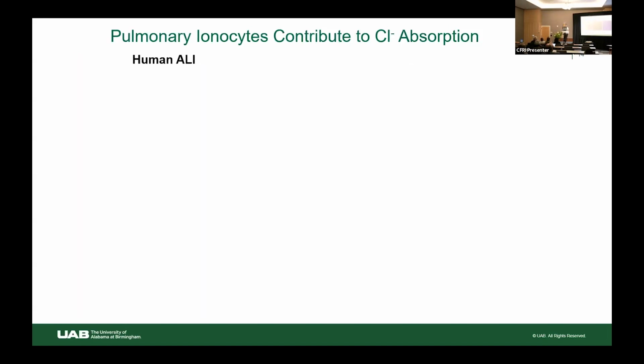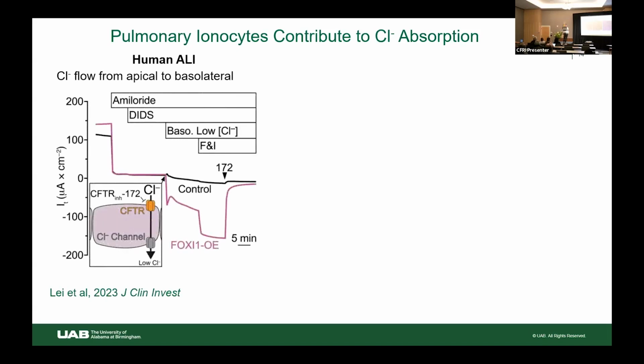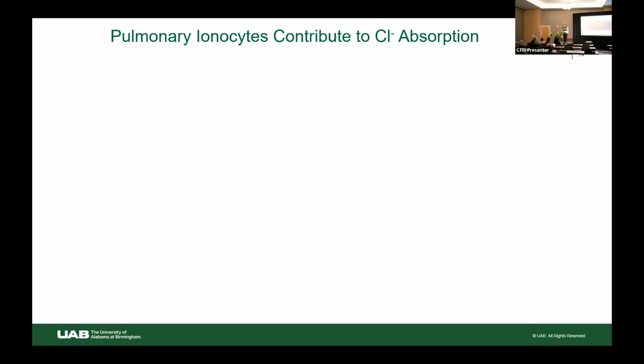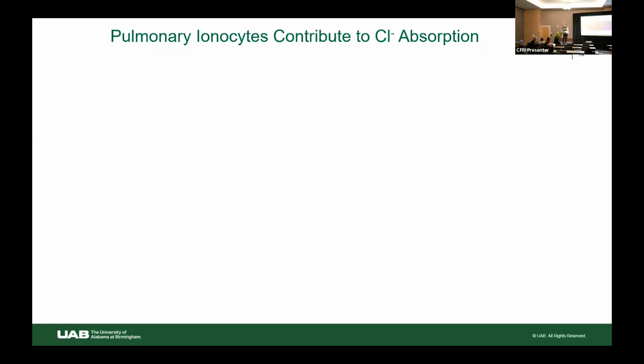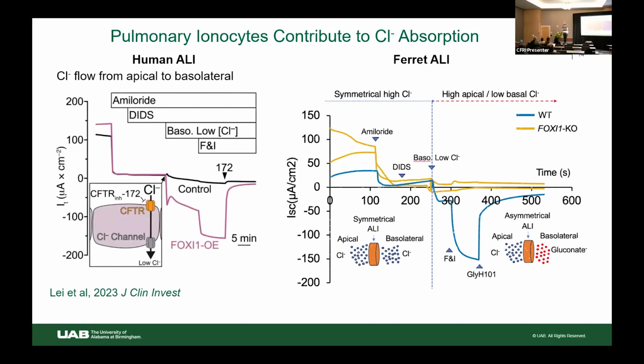Next, we checked the CFTR protein expression in those culture systems. So we can clearly see the CFTR protein is very highly concentrated in those BSND positive ionocytes. So those really give us a good model and a tool to investigate ionocyte function. So then next we are trying to address how ionocytes contribute to chloride movement across the epithelium. So first we tested whether ionocytes contribute to chloride absorption.